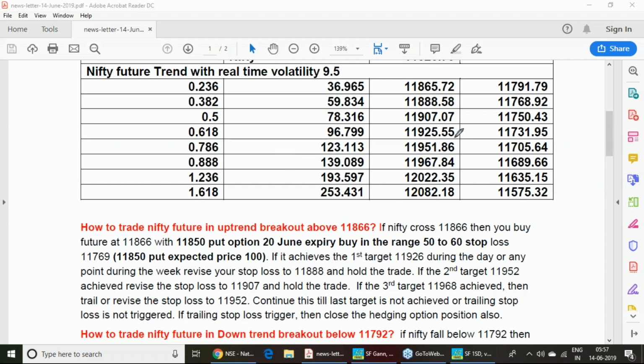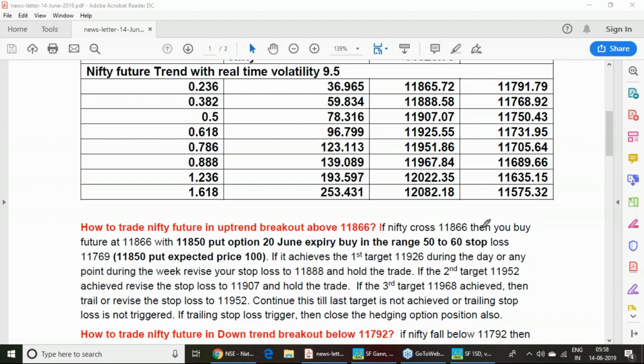If I achieve success, and the first target, 11,926, I'll trail my stop loss to 11,889 and hold the trade. If I achieve the second target, 11,953, 52, 51.86, rounded to 11,952, I'll trail my stop loss to 11,907 and hold the trade. If I achieve the third target, I'll again trail my stop loss to the second target and hold the trade. Or if I am convinced that in the first target or second target I am making a good profit, I'll try to quit the positions. I'll book the profit in the future, I'll book the loss in the options I have bought for hedging, and I'll come out of the trade.